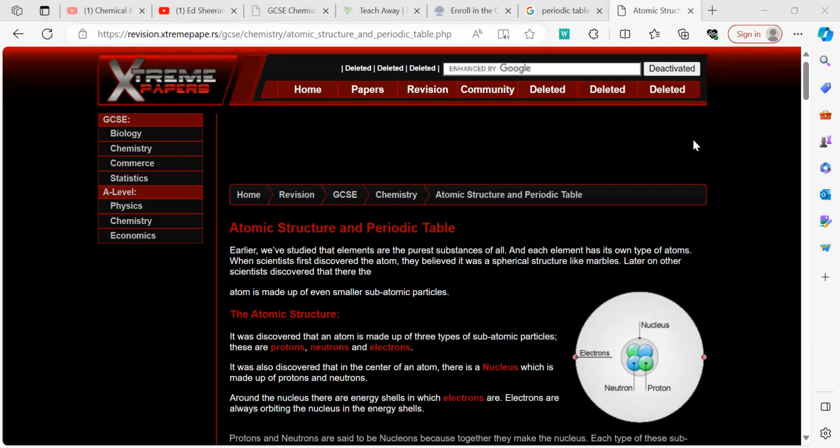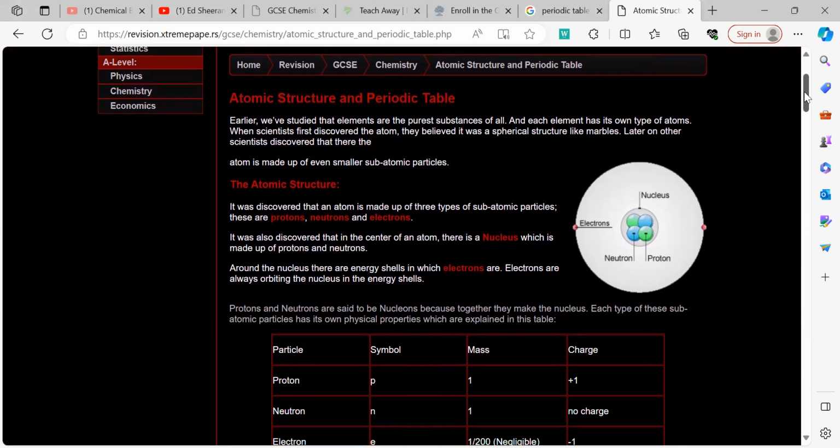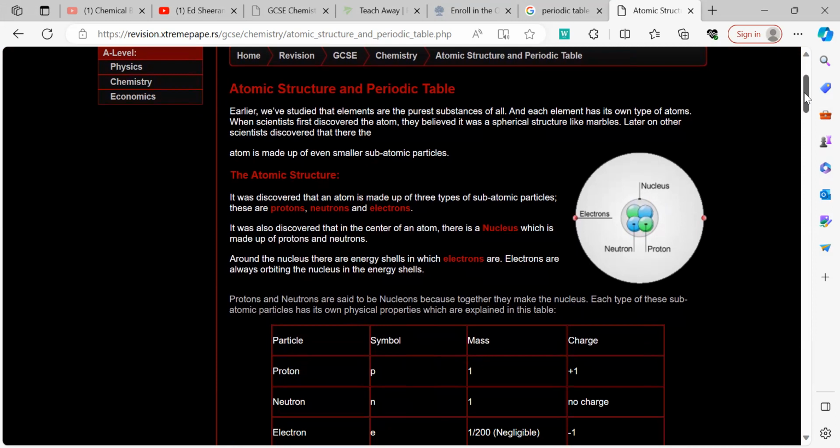Good morning. In today's chapter of atomic structure, we'll be discussing the different types of atoms and the elements which make them up. So, firstly, we'll be talking about the atomic structure. The atomic structure consists of protons, neutrons, and electrons.